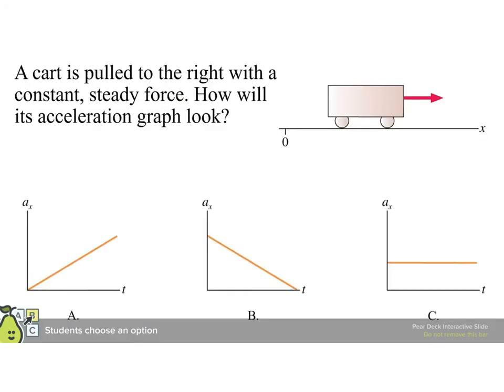All right, a cart is pulled to the right with a constant steady force. How will its acceleration graph look? And we have the options down there.